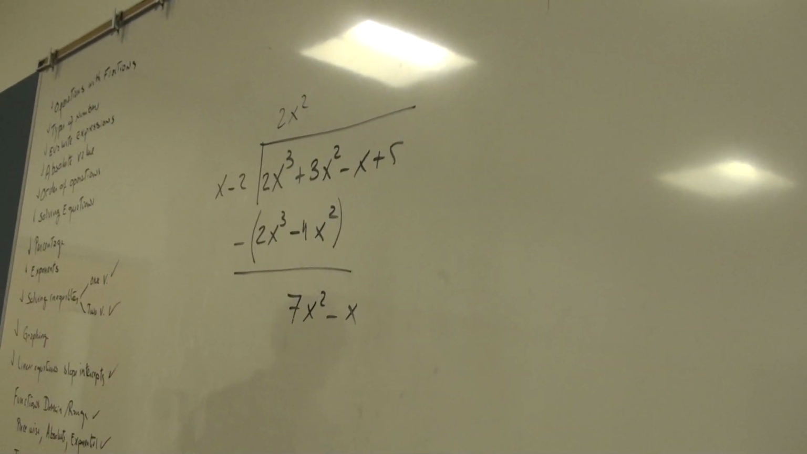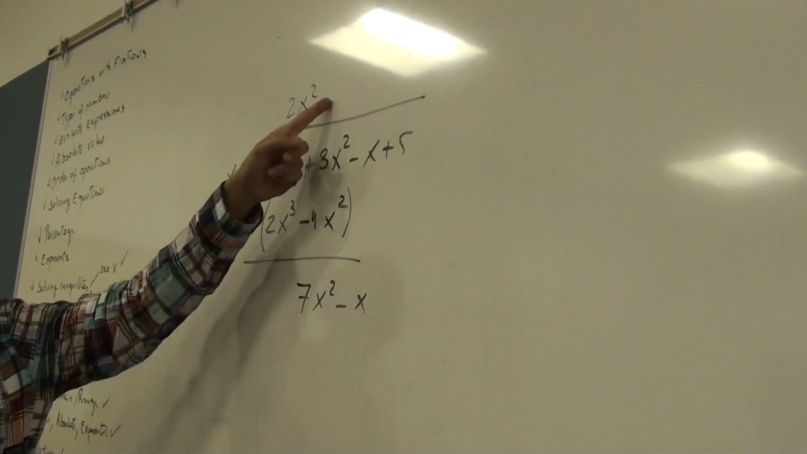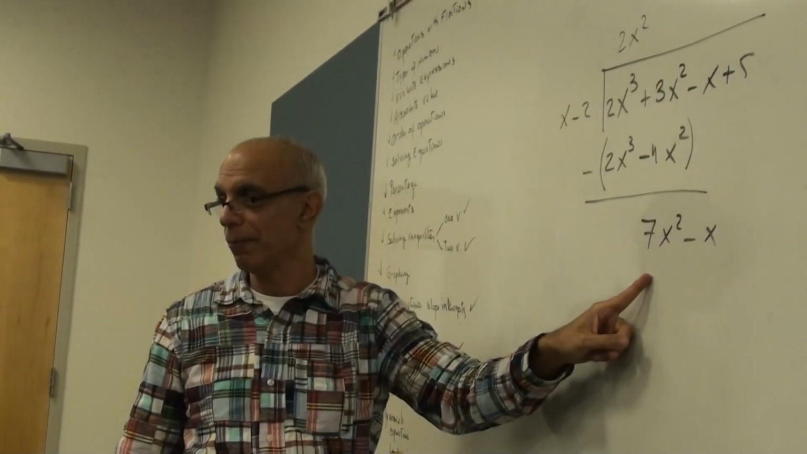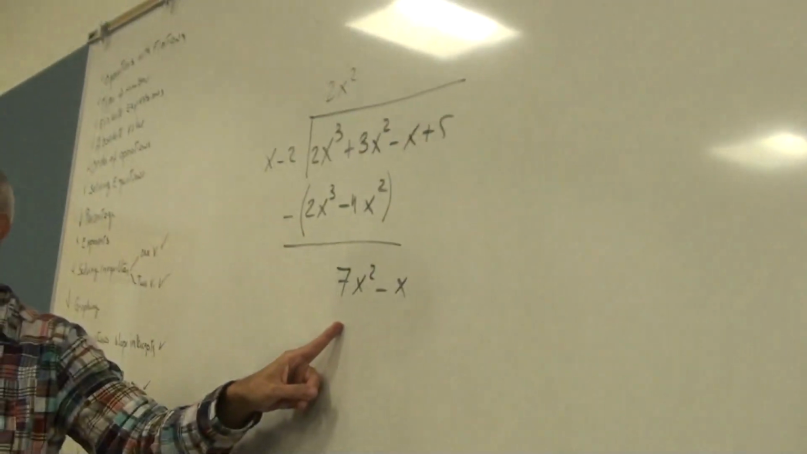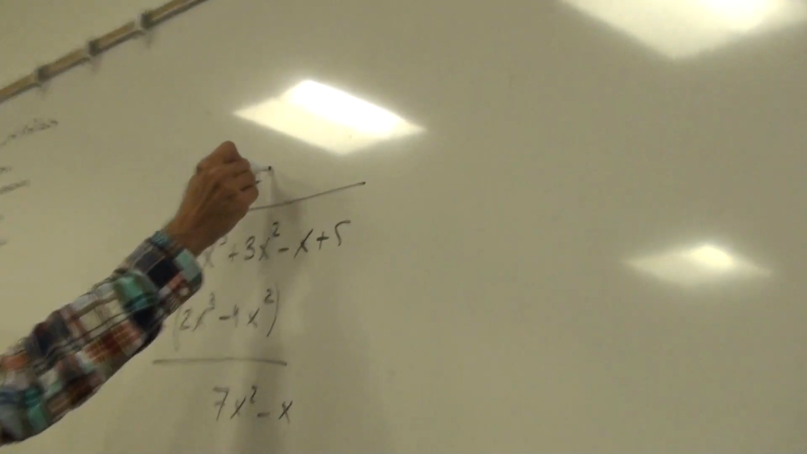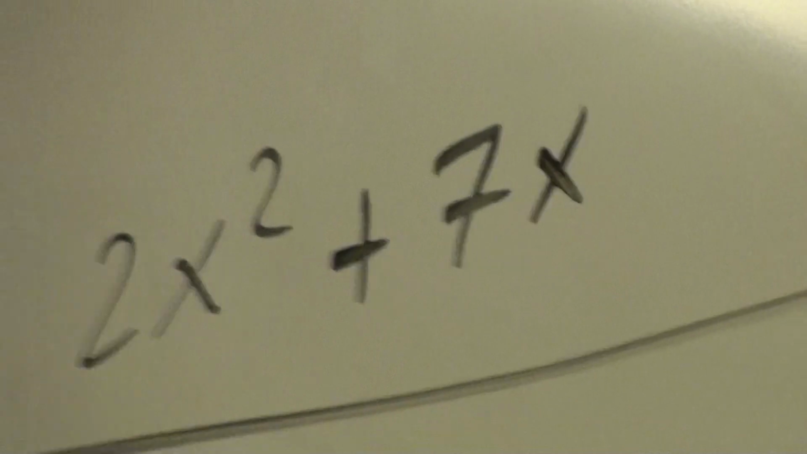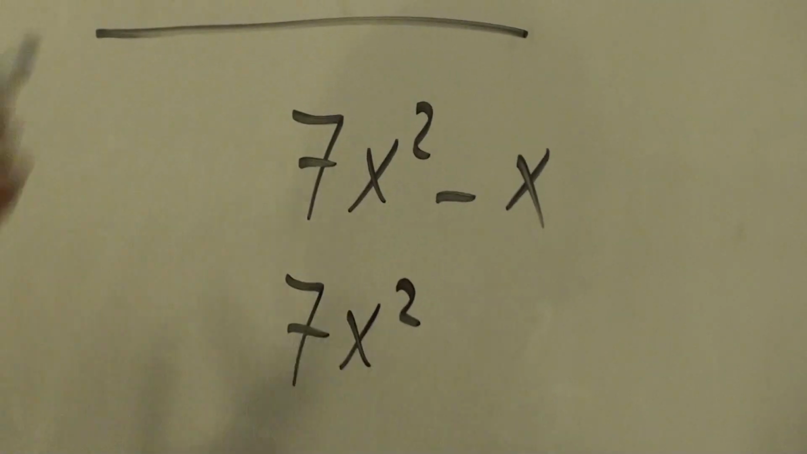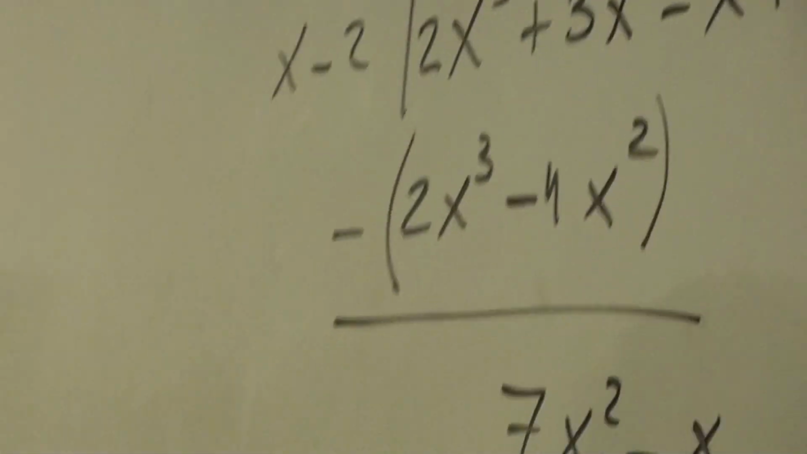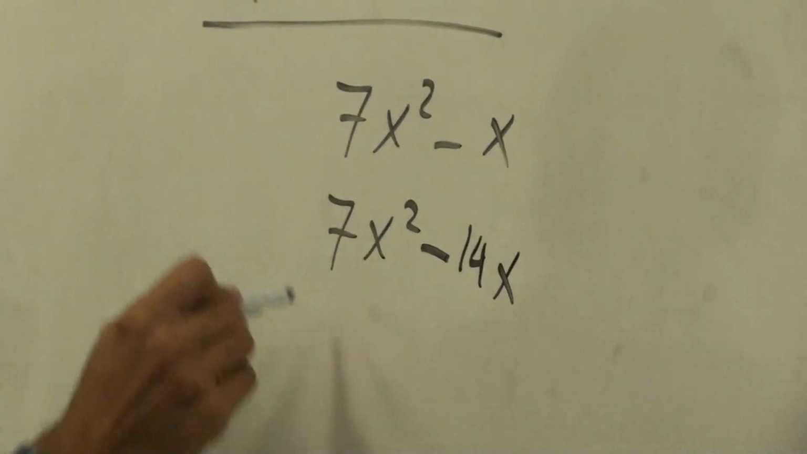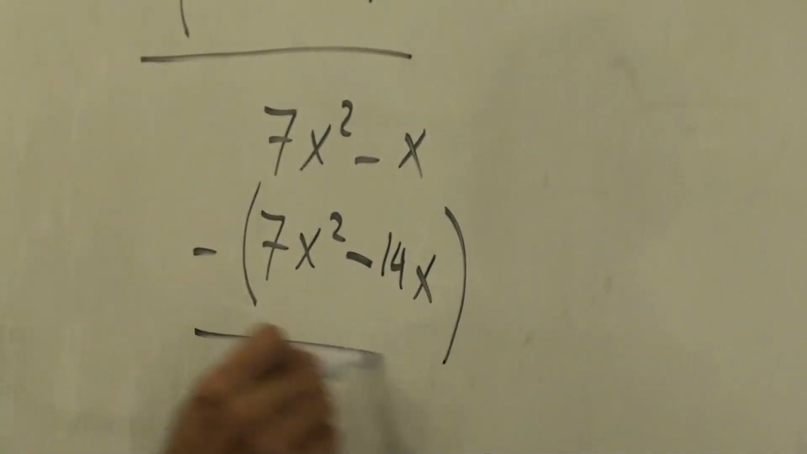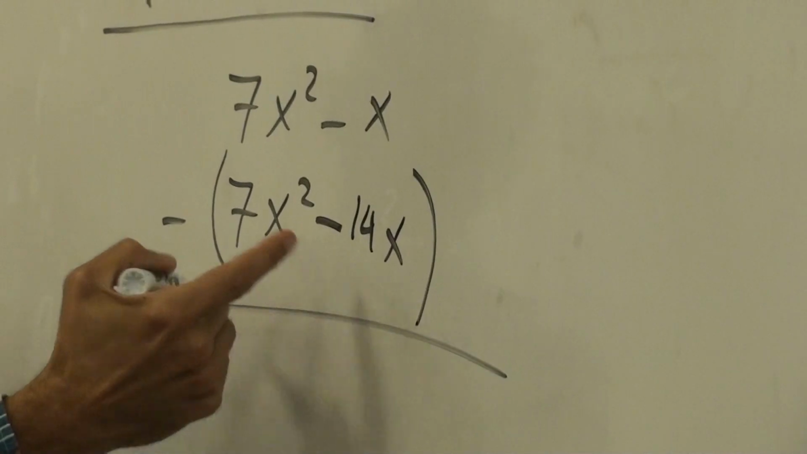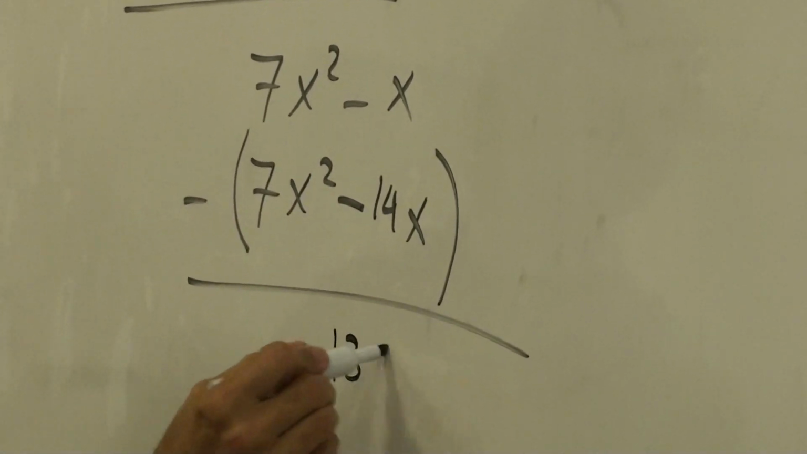Now, the next step. What is the term here that times x is going to give you 7x squared? It's going to be 7x. 7x times x is going to be 7x squared. 7x times negative 2 is going to be negative 14x. Parentheses again, negative. It's going to cancel. It's going to be positive. So this is going to be positive 13x.